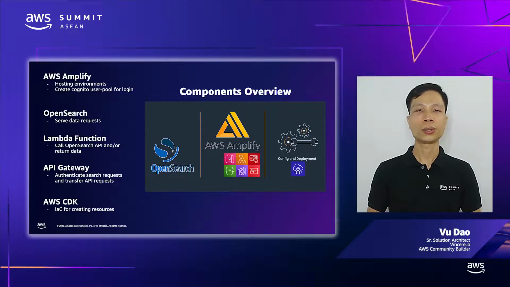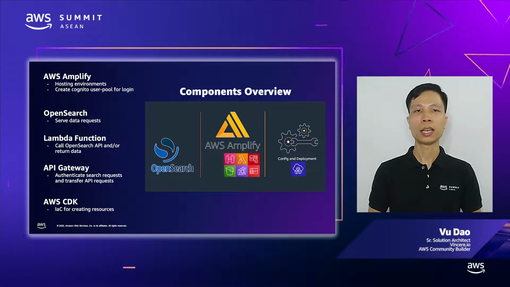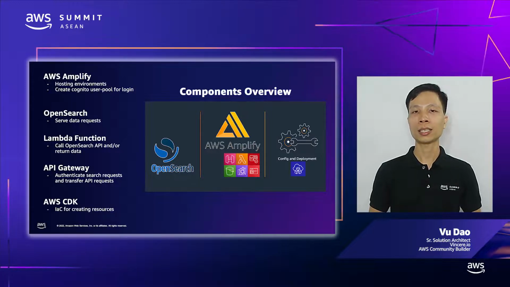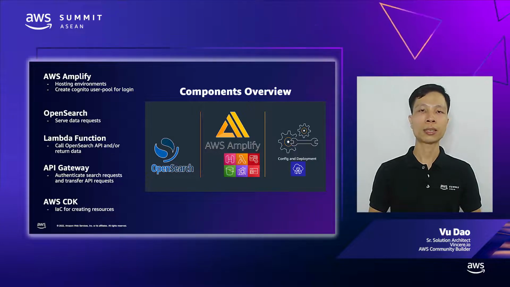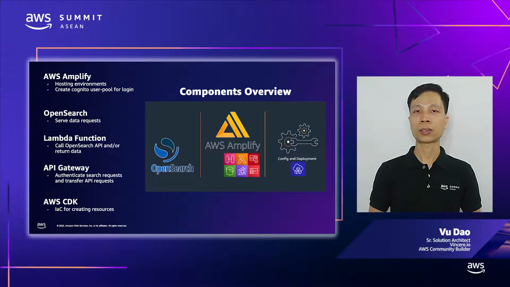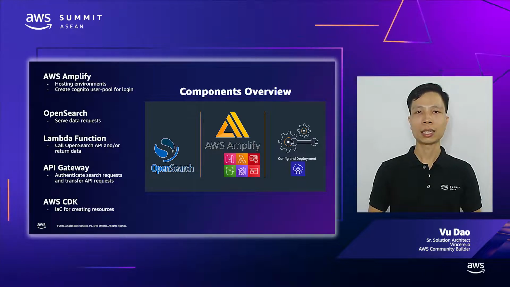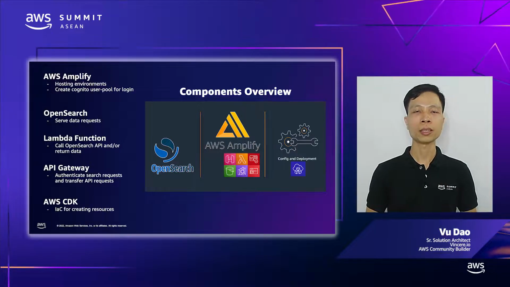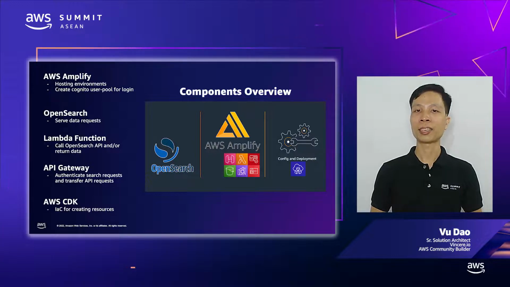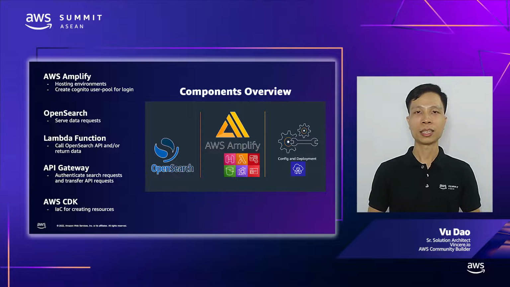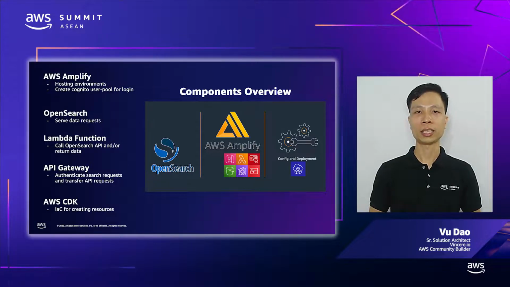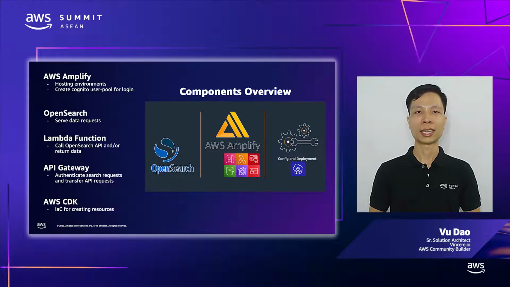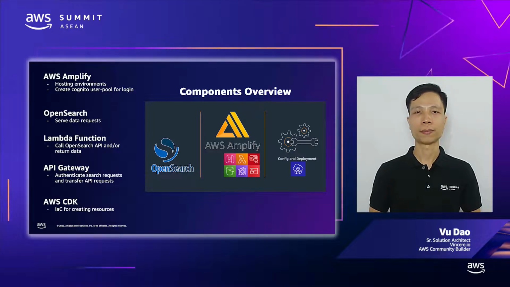Now we go deeper into each component's responsibility. Amplify creates a Cognito user pool, which will authenticate user login and create access tokens for authenticating requests. OpenSearch, the core service, stores data, indexes, and handles query requests as well as authorizes access permission. We use a Lambda function here to communicate directly with OpenSearch. API Gateway is a REST API with Lambda integration with the authorizer enabled. Finally, AWS CDK is used to create AWS resources.